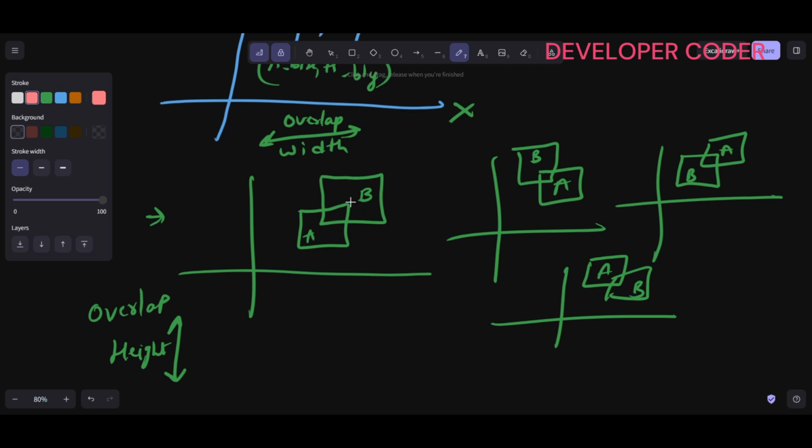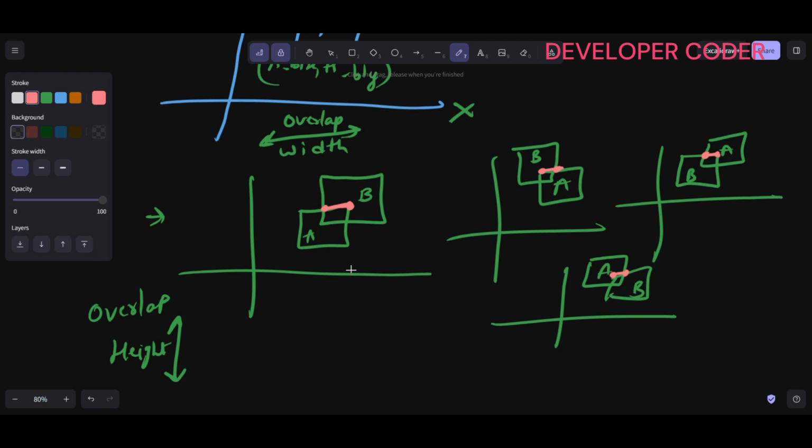if you just see this diagram first. So overlap width is going to be this one. Same way here, if you see, overlap width is going to be this one. Same way here, overlap width is going to be this one. Same way here, overlap width is going to be this one.